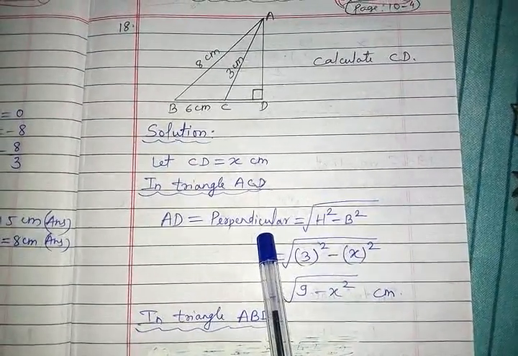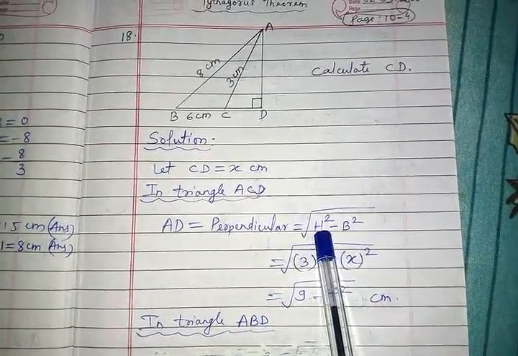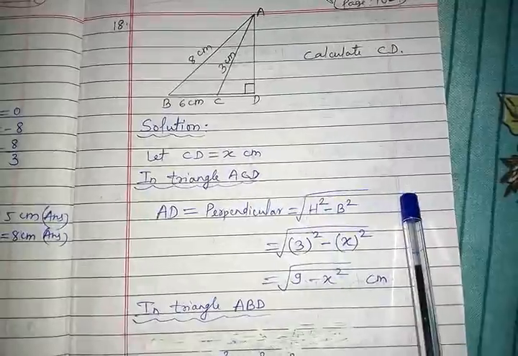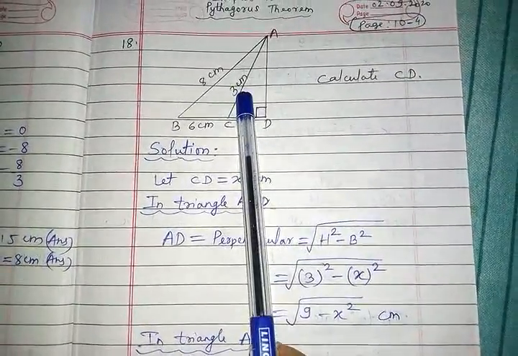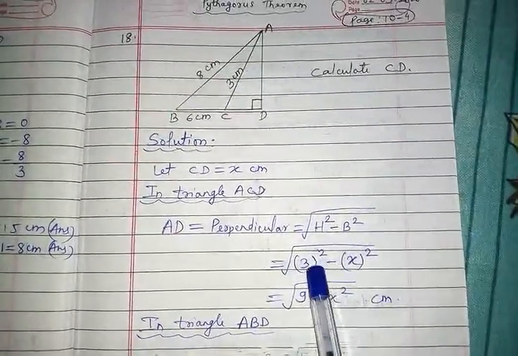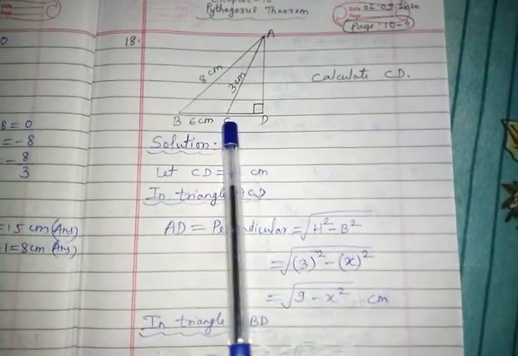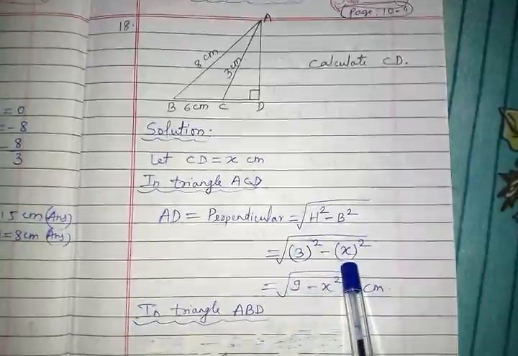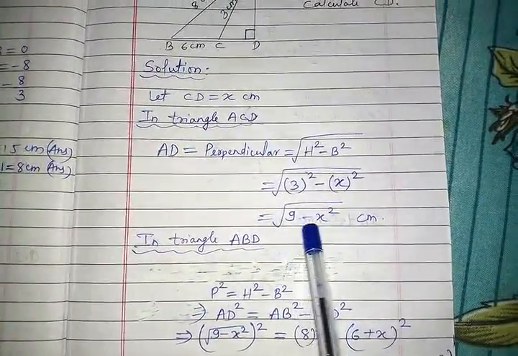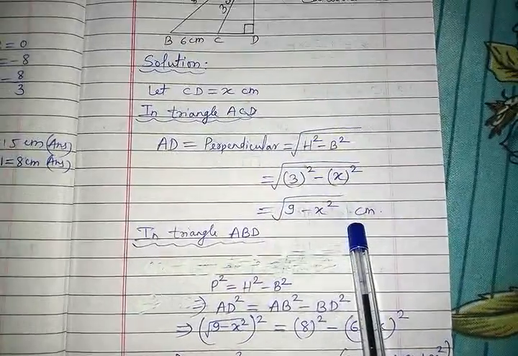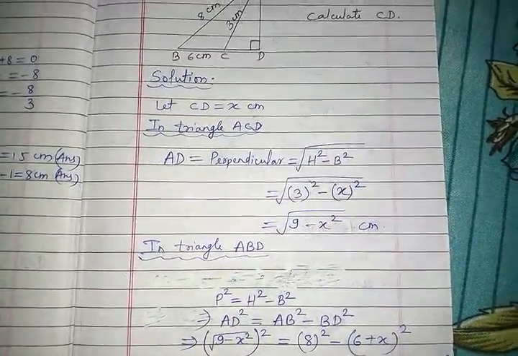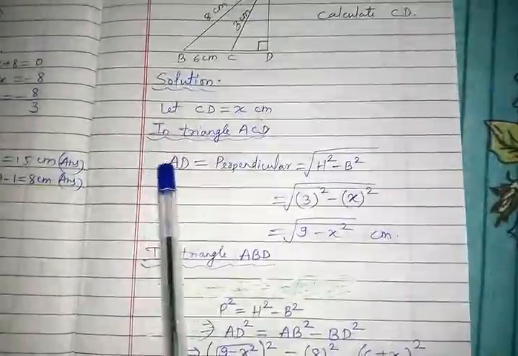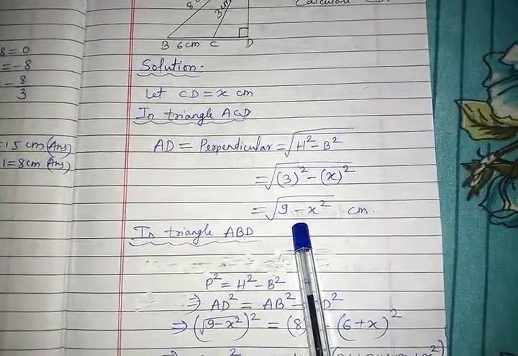So AD is perpendicular, and perpendicular formula is root over hypotenuse square minus base square. So here you can see hypotenuse is 3 in this triangle. So 3 square minus, as CD is base is x, so base square means minus x square, and here 3 square is 9, minus x square, root over. So this is our value of AD in the form of perpendicular.